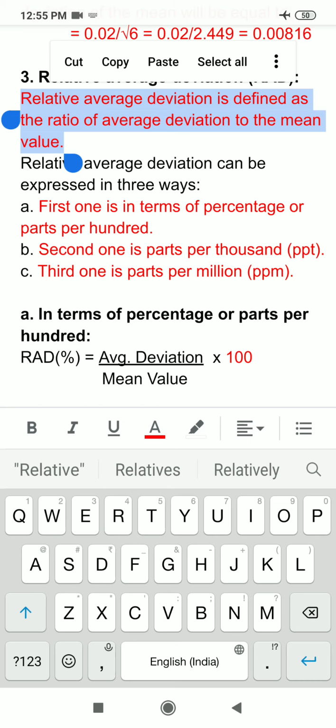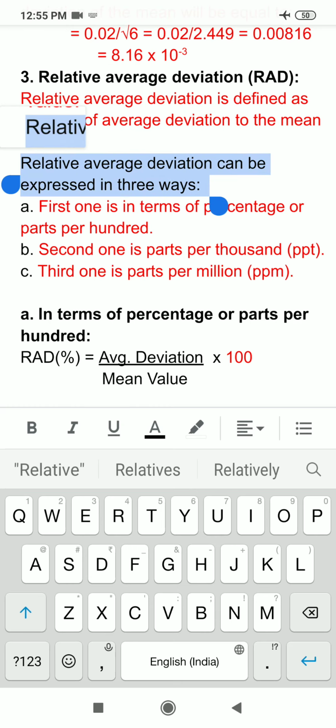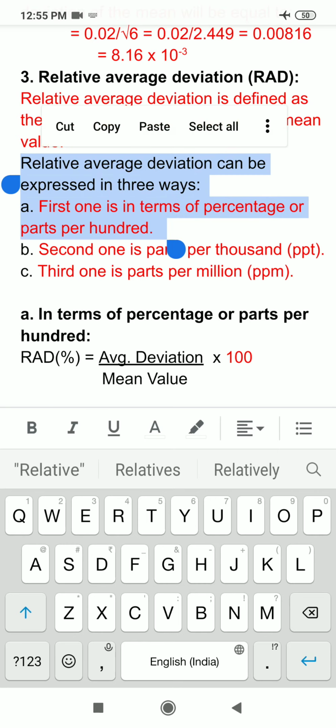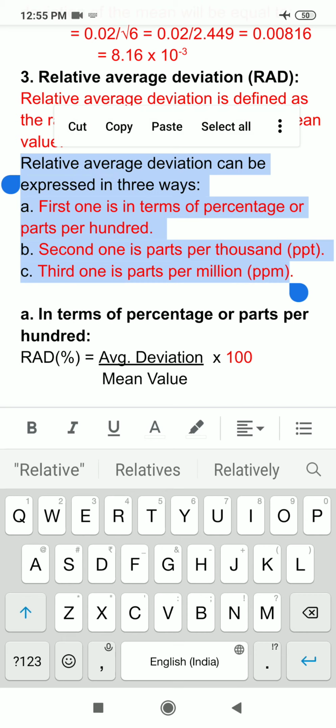So relative average deviation is defined as the ratio of average deviation to the mean value, or I can say average value. Relative average deviation can be expressed in 3 ways. I told you that it is the ratio of average deviation divided by mean. Now this ratio can be expressed in terms of percentage, that is parts per 100, or in terms of parts per 1000, or in terms of parts per million.